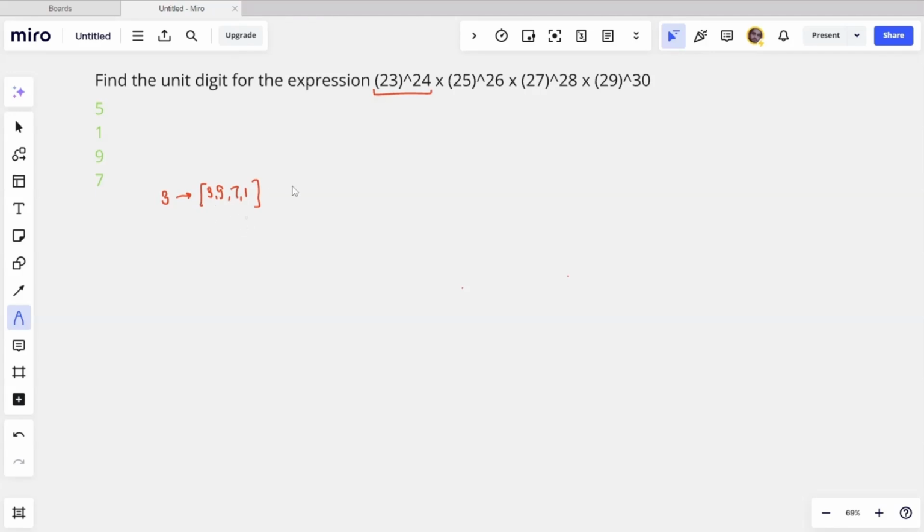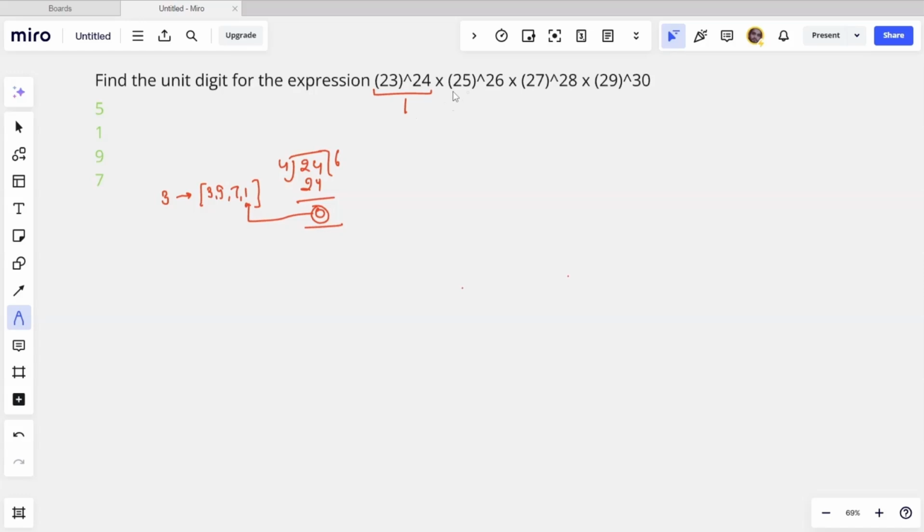As we have 4 elements in our power cycle, we have to divide 24 by 4 and it will become 6. So the remainder is 0. If the remainder is 0, it means the last value of the power cycle will be the answer, which is 1. So we have successfully solved this part of the expression.